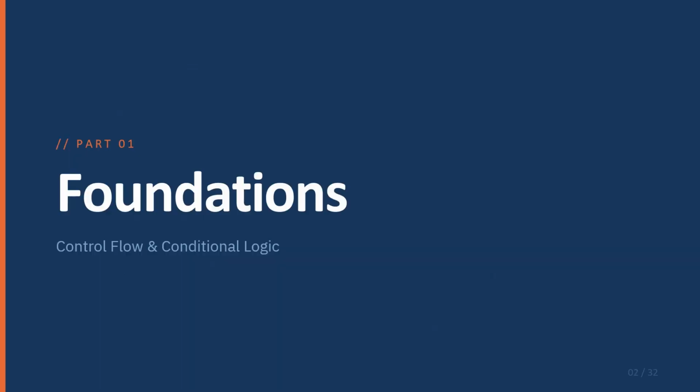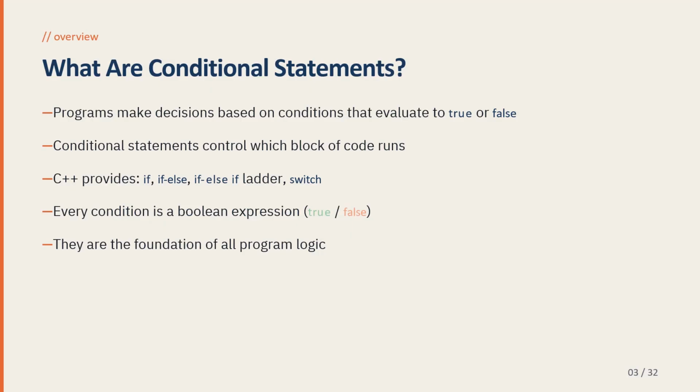Decision making is an essential part of programming. A program often needs to choose one action over another depending on whether a condition is true or false. Conditional statements control the flow of execution. Every condition evaluates to either true or false, and based on that result the appropriate block of code will be executed. This is how conditional statements work.